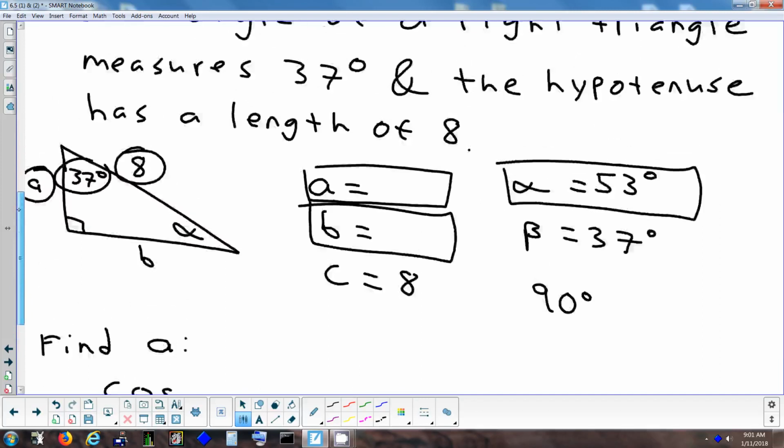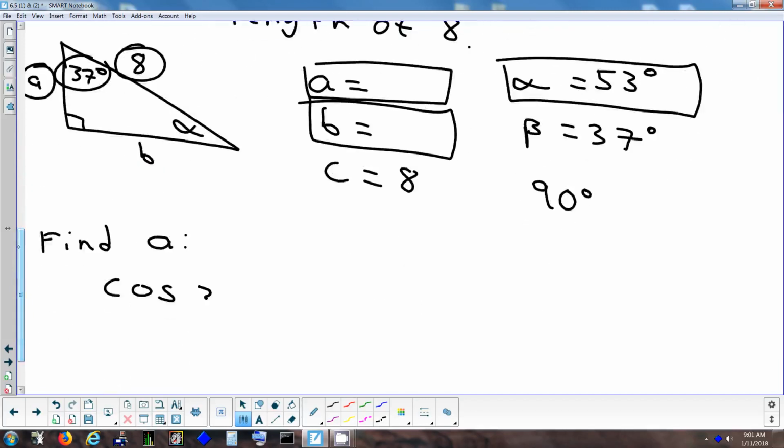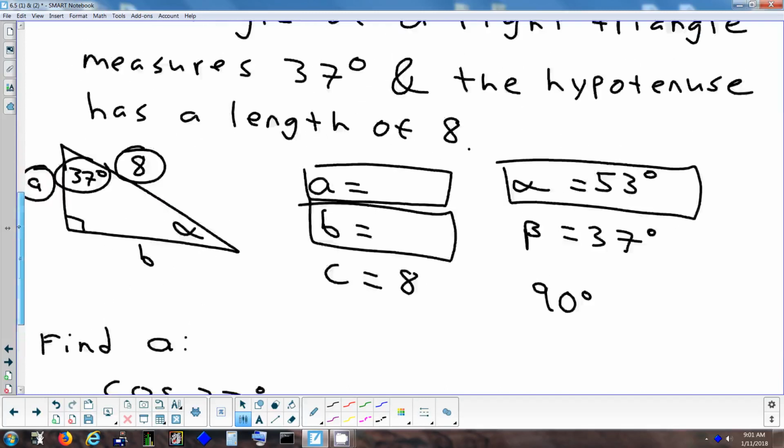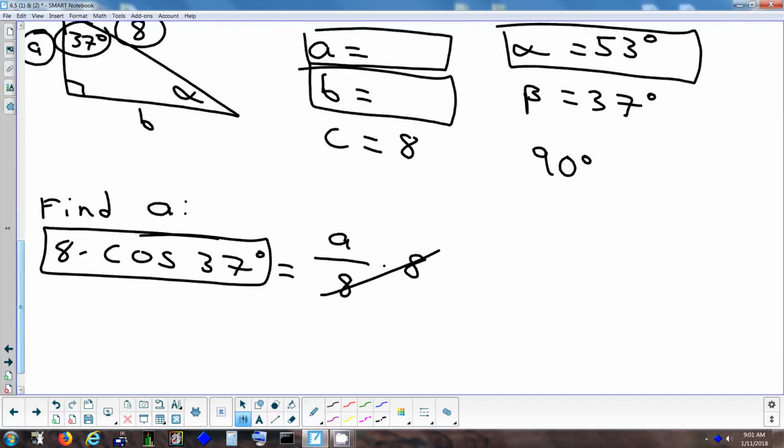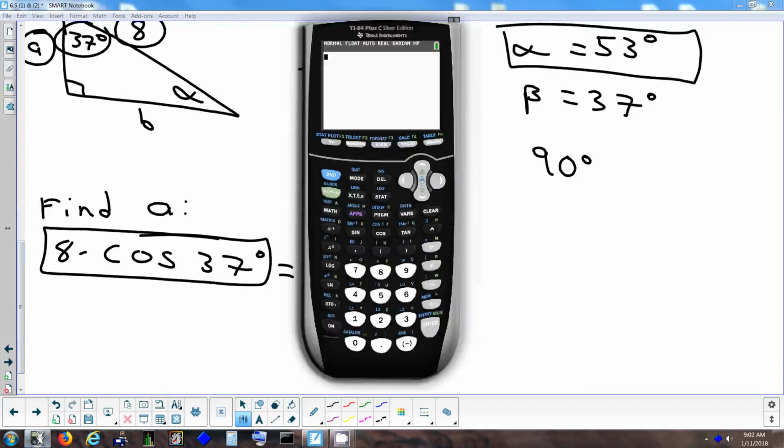So we set up our equation. It's the cosine of our angle that we're using. So cosine of 37 equals adjacent over hypotenuse. Okay, adjacent is A. Hypotenuse is 8. Now we've got to solve for A. Just get A by itself. Gracie, how would I get A by itself there? Multiply both sides by 8. And there's your answer. On this kind of problem, we do type it in and usually round it to 2 or 3 decimal places. Okay, I'm in degrees, so that's the first thing I'm going to change.